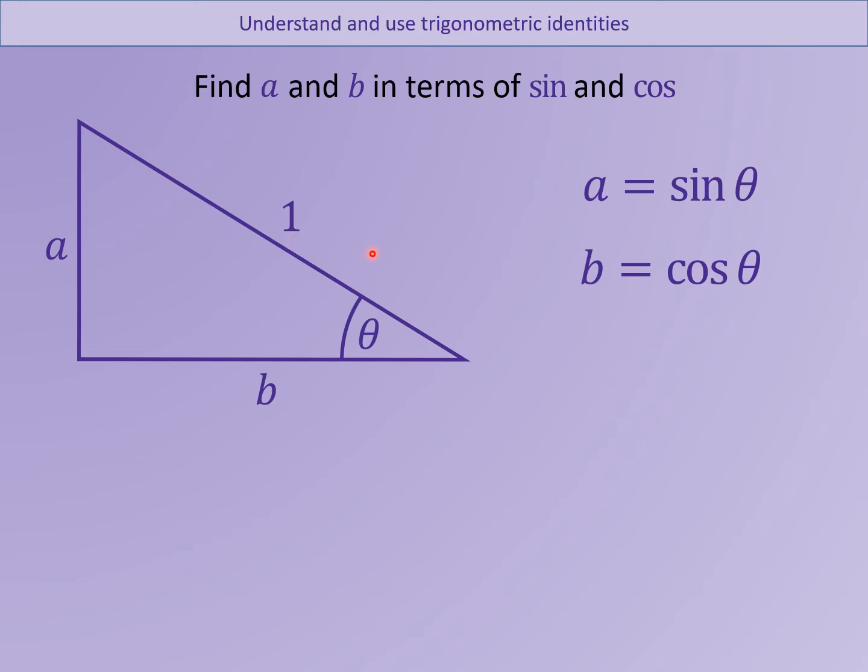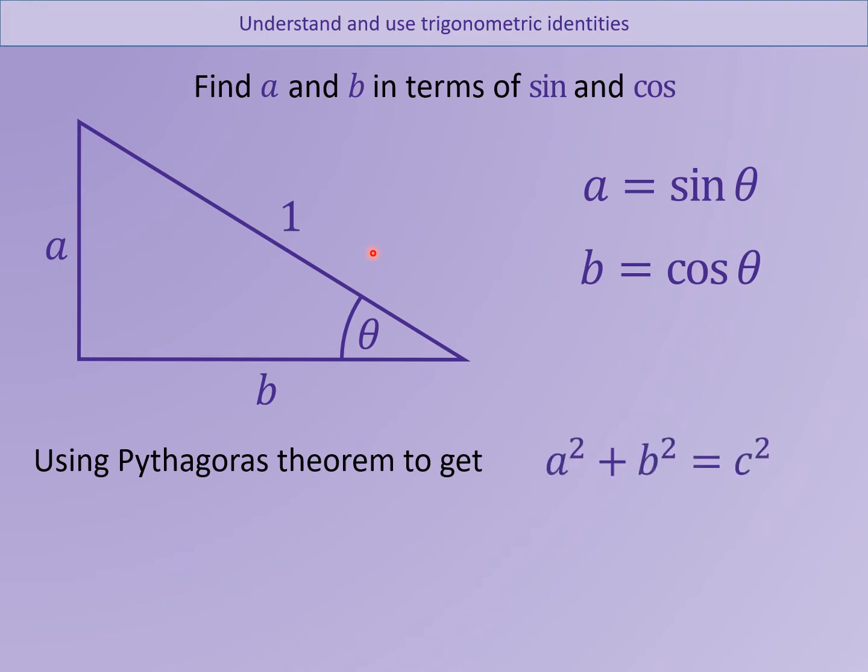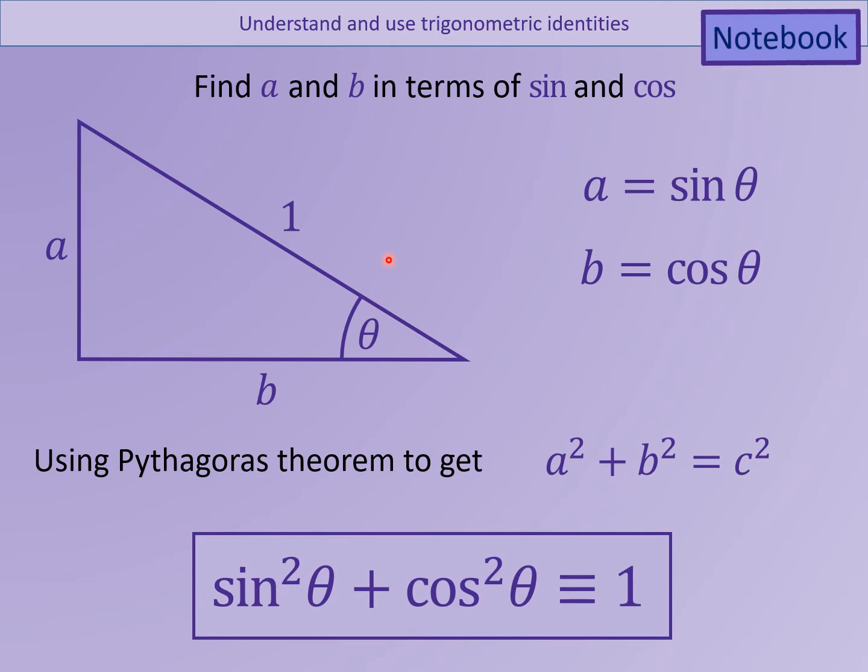The third thing that we can work with when we have our right angle triangle is Pythagoras theorem. So using Pythagoras theorem, a squared plus b squared would equal c squared, or in this case a squared plus b squared would equal 1. And then if I replace my a and b that I have found already from the previous work, replacing a, b and c with the hypotenuse value of 1, we end up with our first trigonometric identity. Sine squared theta plus cos squared theta is equivalent to 1.